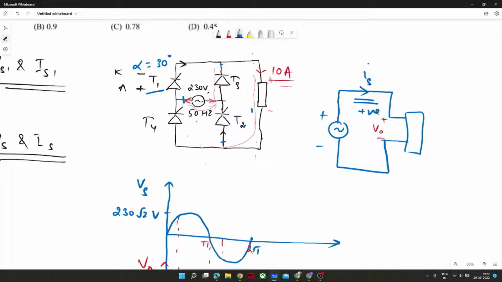See, if T1 and T2 are conducting, then the current direction would be this. You agree till this point?